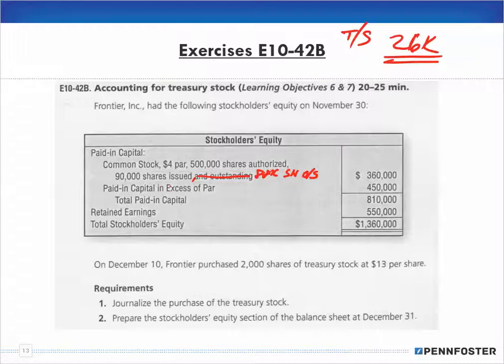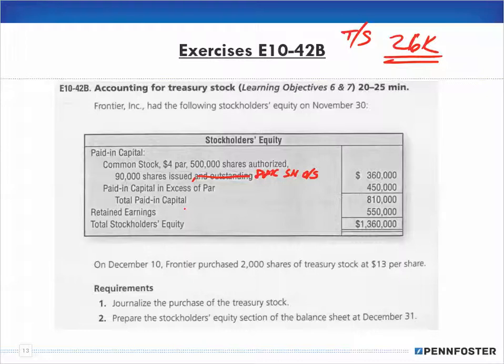Now we do it that way because we bought the treasury stock, and we can sell it. So we would still affect our common stock and have it show what is still outstanding. The number of shares issued is going to stay the same, but what's outstanding is what's available for sale or buying, for lack of a better way of putting it. So 88,000 shares outstanding.